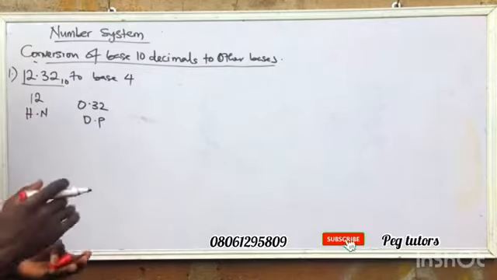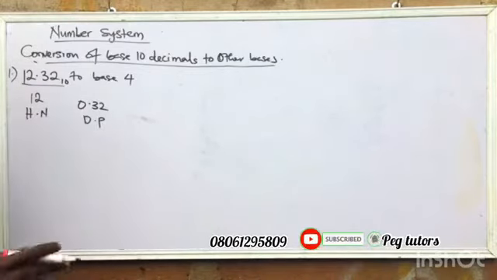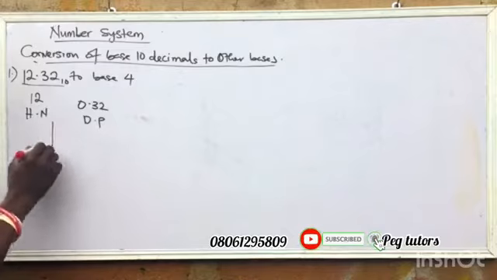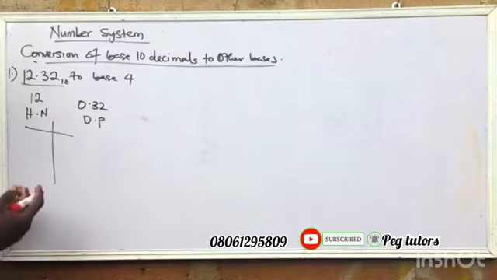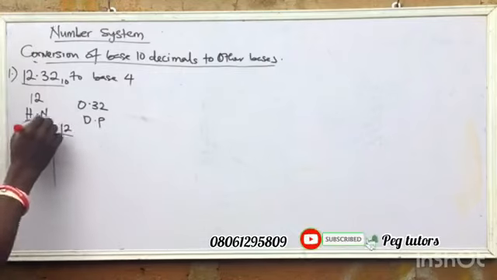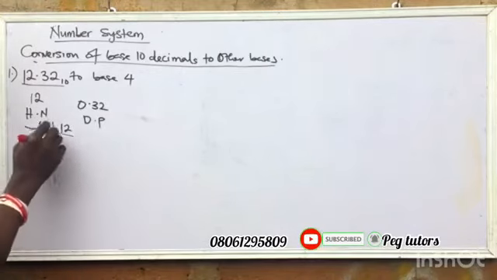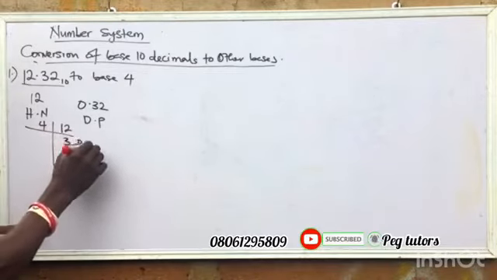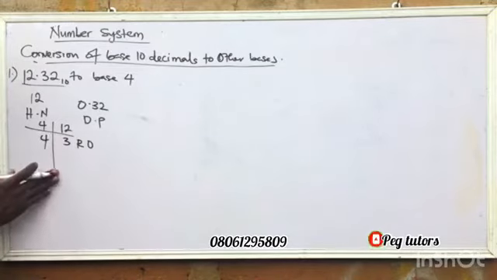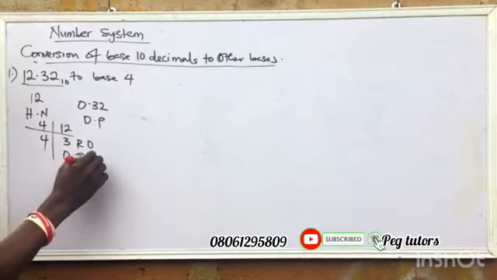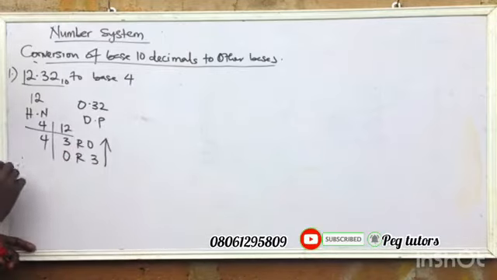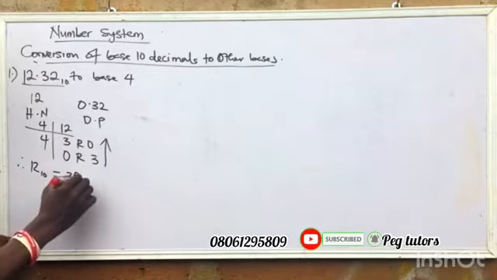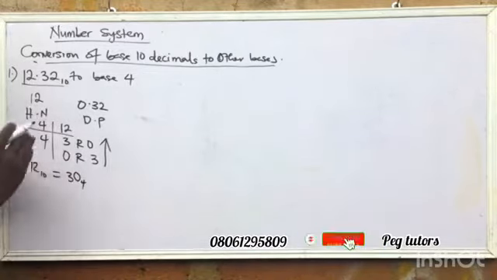So for the whole number, take the regular way of converting from base 10 to other bases. First of all, focus on the whole number, which is 12. We divide 12 as usual constantly by 4. 4 into 12 gives us 3, remainder 0, and then 4 into 3 gives us 0, remainder 3. So you go up, hence you can say therefore 12 base 10 is equal to 30 base 4. Now you have converted the whole number part.